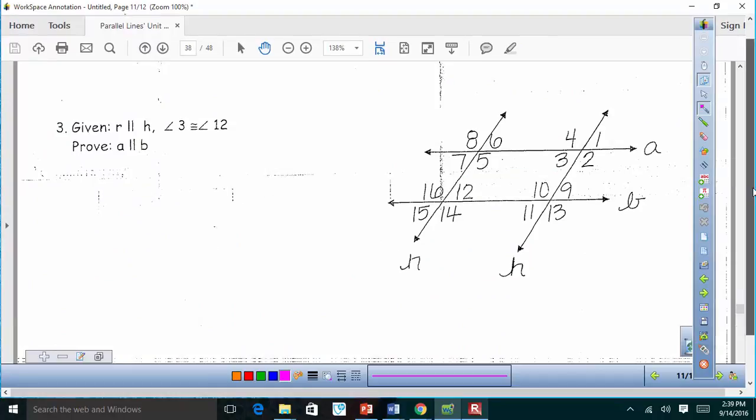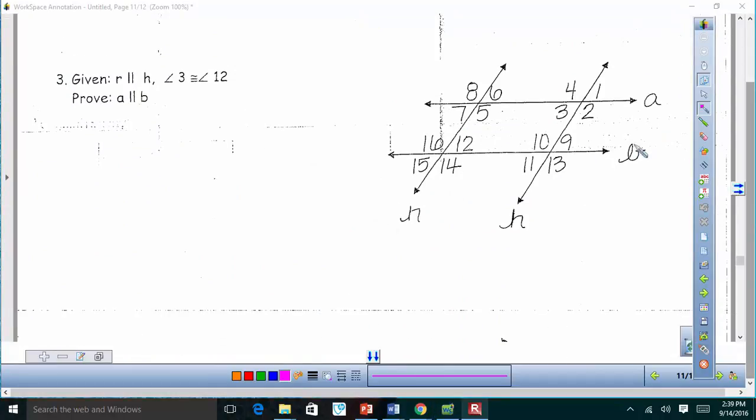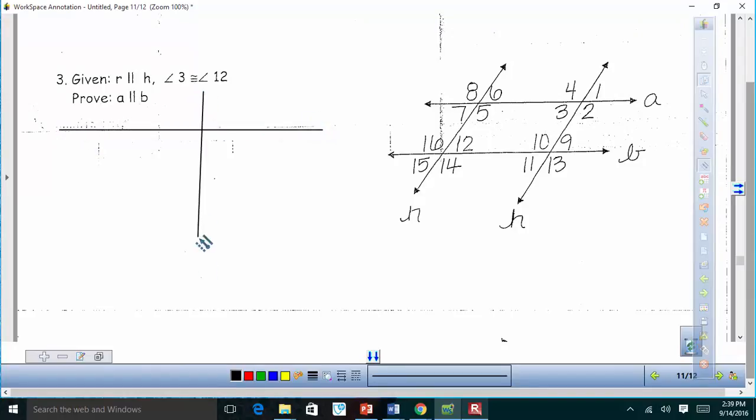Okay, let's try another one. So let's look at number 3. We are going to go ahead and draw our T-chart. We're going to label it statement and reason.